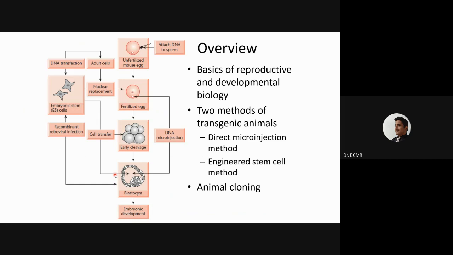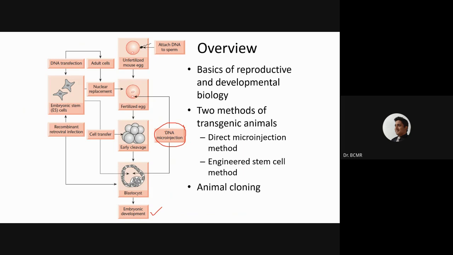There are two popular methods. One is called the direct microinjection method. The other is called the engineered stem cell method. The first one is we take DNA and directly give it into the fertilized egg. And the egg will give rise to a morula, then blastula, and then it will give rise to an organism. If the gene that we put in has got incorporated, then we would have a transgenic animal. So the first one is DNA microinjection.